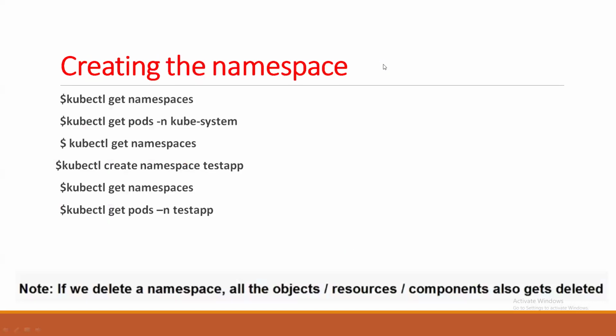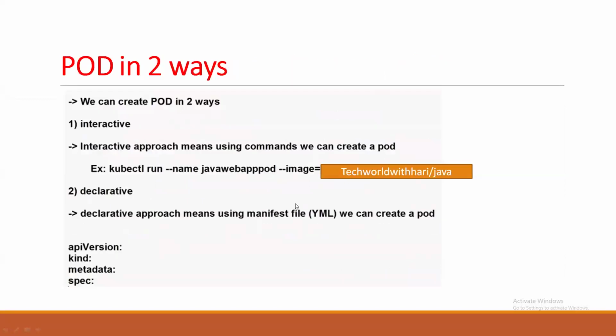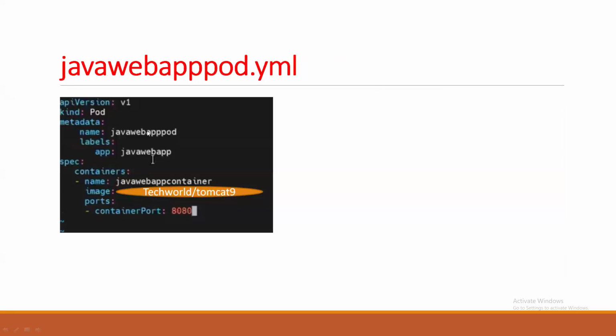How can you create a pod, guys? Just a simple API version, kind, metadata, spec. This is a simple manifest file, guys. We'll show it in the Monday classes.